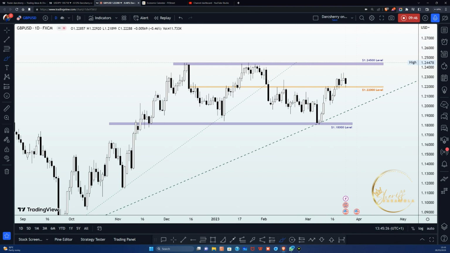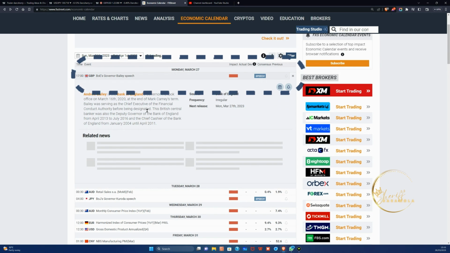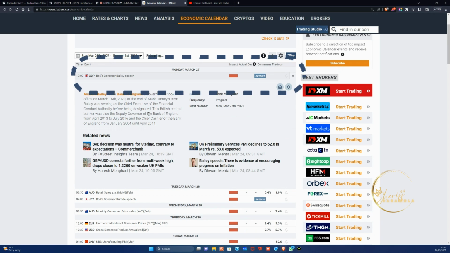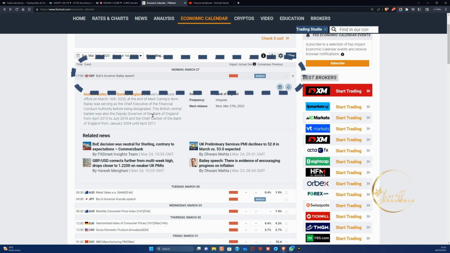And I was able to pull out a couple of macroeconomic events. Obviously, we shall be focusing on events that will be affecting both the pound sterling and the dollar. If you look at the macroeconomic events here, we have the first major event coming up on Monday, and that is the Bank of England's governor, who is going to be giving a speech on that day.